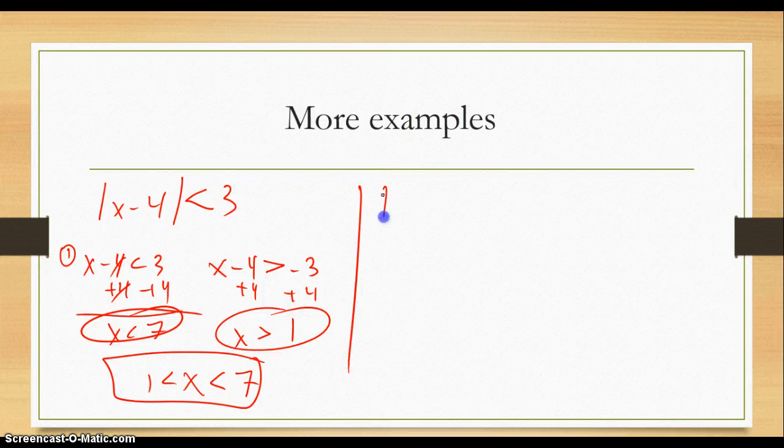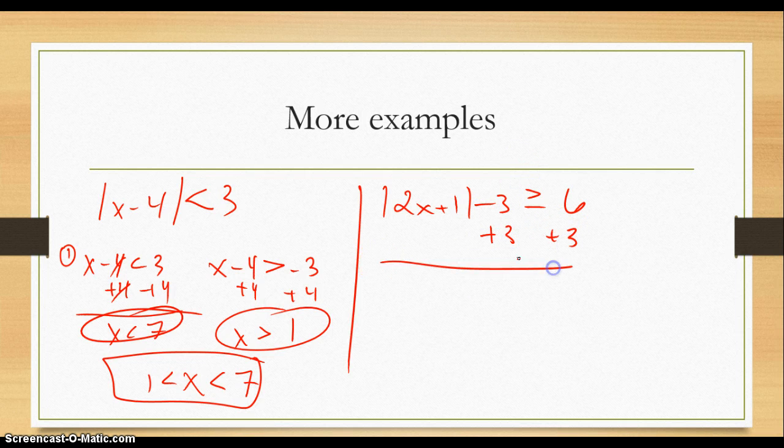Okay, so here's another example. Again, we're trying to get the absolute value alone first. We can't move anything around or switch anything until that happens. So we're going to add 3 over. So we get the absolute value of 2x plus 1 is greater than or equal to 9. Now the absolute value is by itself, so we can write our two equations.